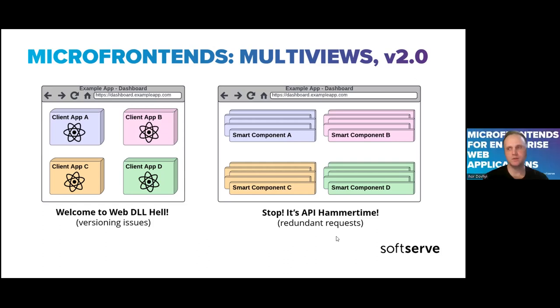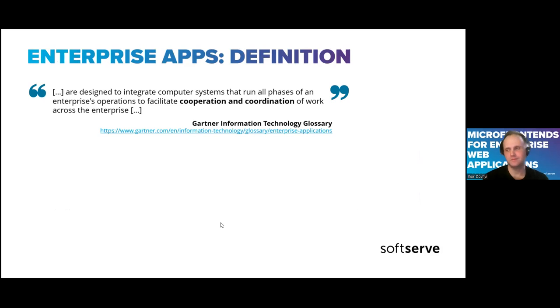Let's talk about enterprise web applications. Why? Because enterprise web application is what is really considered a specific, I'd say, interest for us as a service company, right? Once again, let's start with the definition. Now, what do we know about enterprise web apps and applications in general.